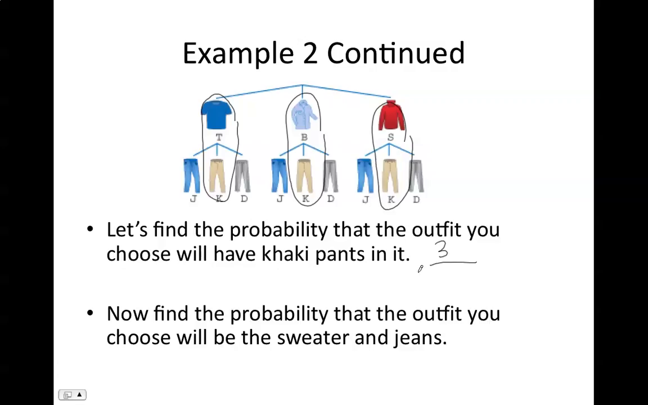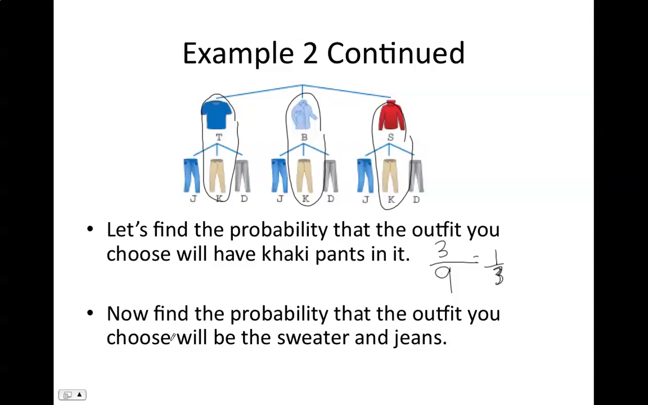And that would be over the total number of outcomes. Well, I could have 1, 2, 3, 4, 5, 6, 7, 8, 9 different outfits that I could wear with those pieces of clothing. So 3/9, which I would of course want to reduce to 1/3. So my probability of choosing an outfit that has khaki pants would be 1/3.